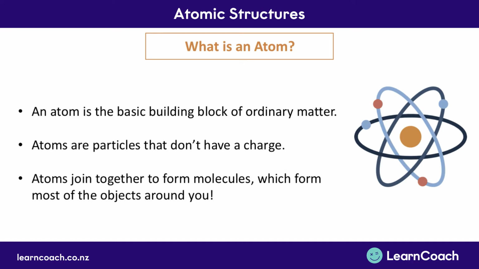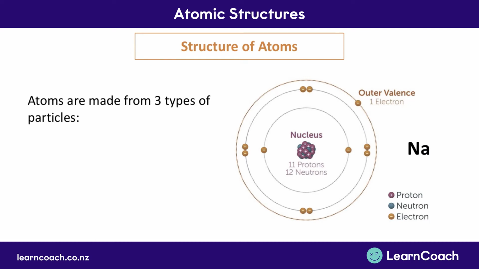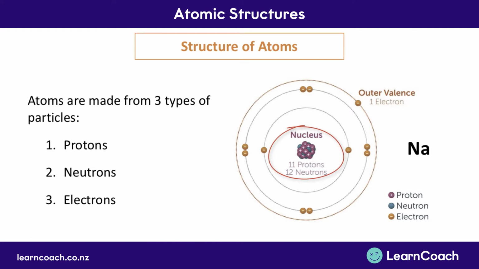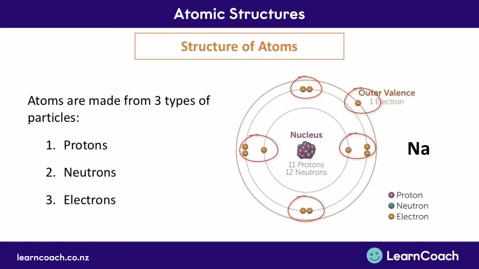Atoms have a particular structure, and you can see the structure of a sodium atom here on the right. It's really important that you know that atoms are made from 3 types of particles: the protons, the neutrons, and the electrons. You can see these all on the diagram, where the protons and the neutrons sit together within that central nucleus, and the electrons sit in ring-like structures or shells out from the nucleus. So let's take a closer look at each of these 3 types of particles within an atom.